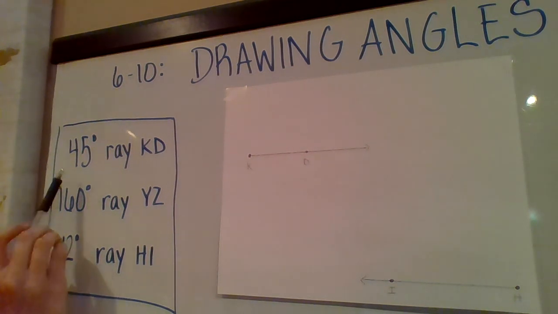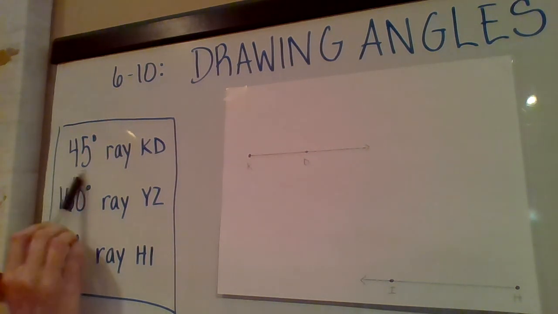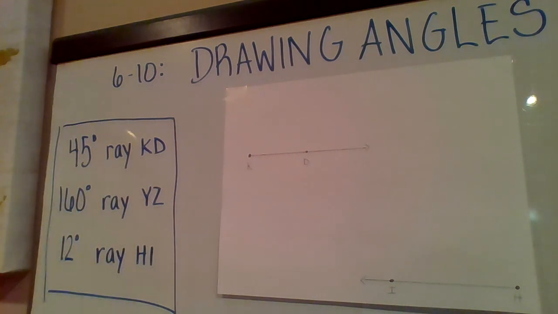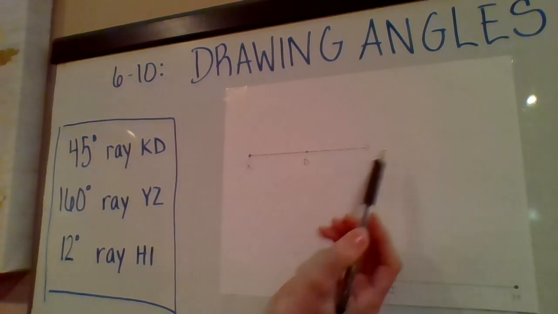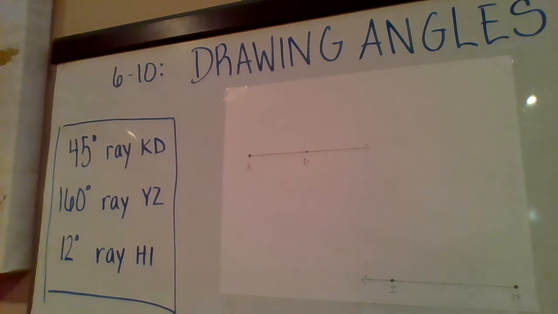So the first one we're going to do is I am going to draw a 45-degree angle using ray KD as one side. So see how I drew ray KD? Today on your practice problems, one part of the ray will be drawn for you. So this part will already be drawn. You now have to draw an angle that measures 45 degrees.